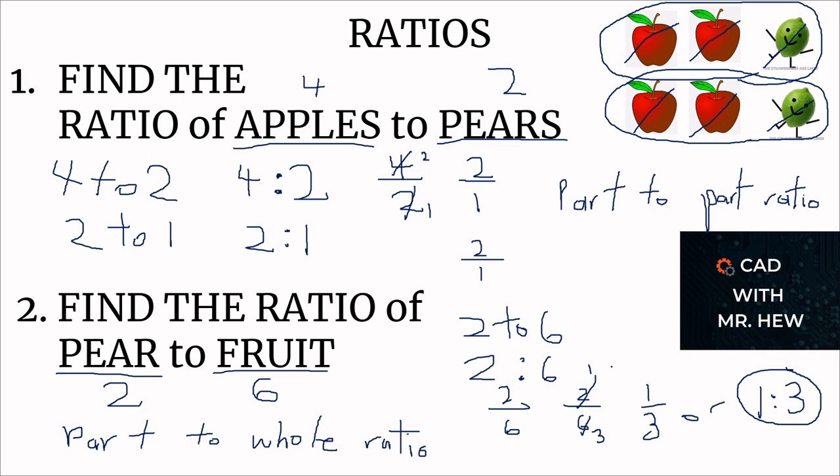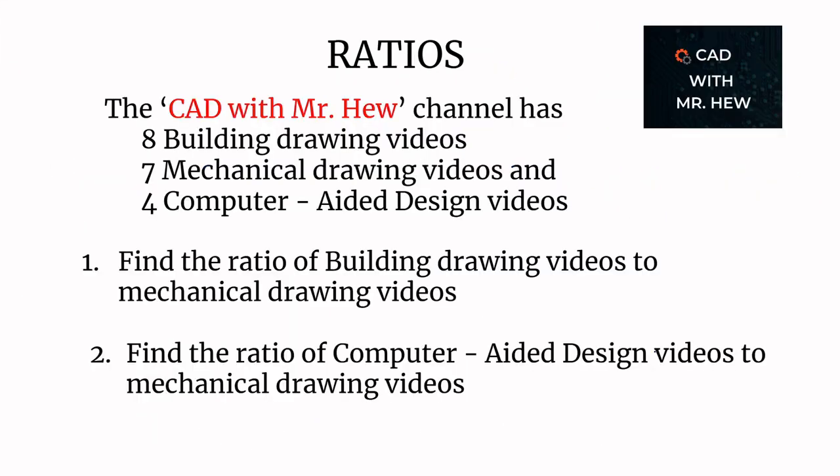Okay, so the next thing we're moving on to now is another example, but in this case the information is given in words and not a diagram with the apples and the pears. Here is the information. The CAD with Mr. Hugh channel has 8 building drawing videos, 7 mechanical drawing videos, and 4 computer aided videos. So question 1 for this slide: find the ratio of building drawing videos to mechanical drawing videos.